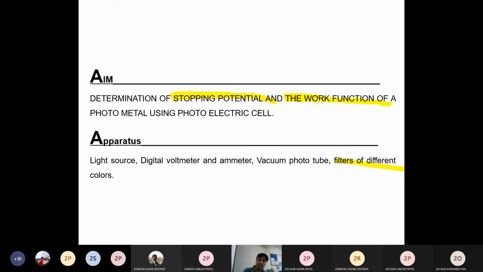So these two things we are interested in measuring, and for that we have some apparatus. To execute this objective we have a light source, a digital voltmeter and ammeter, which are combined, a vacuum photo tube, and filters of different colors. When we talk about the light source, we mean white light. So we are applying all frequencies from 400 nanometers to 700 nanometers.